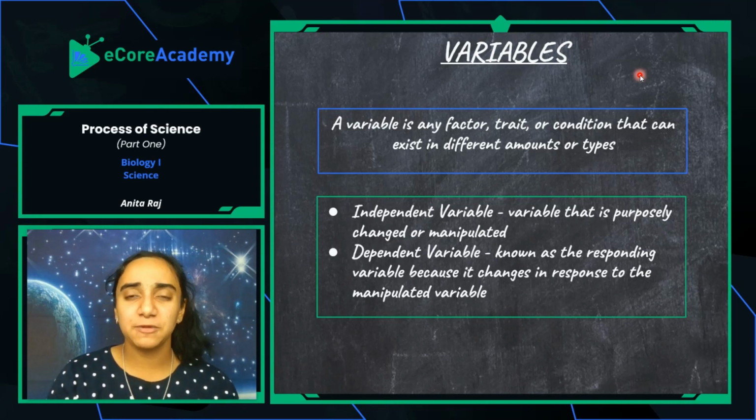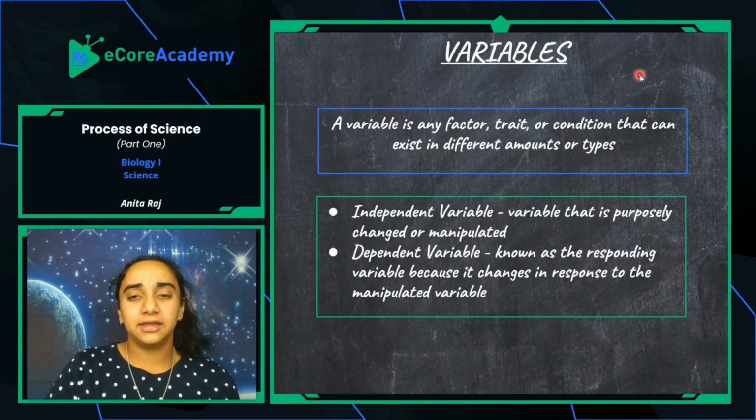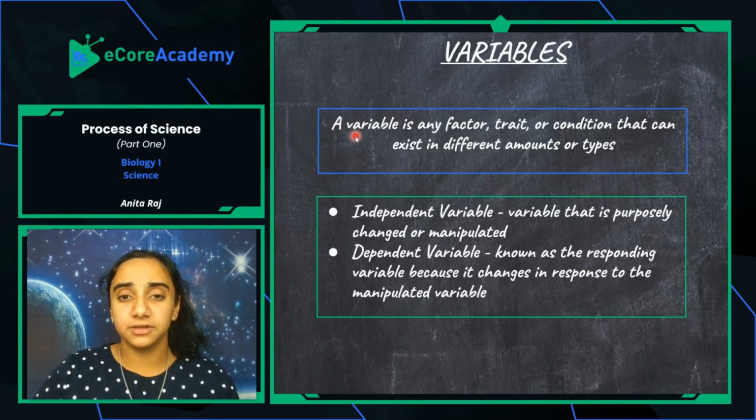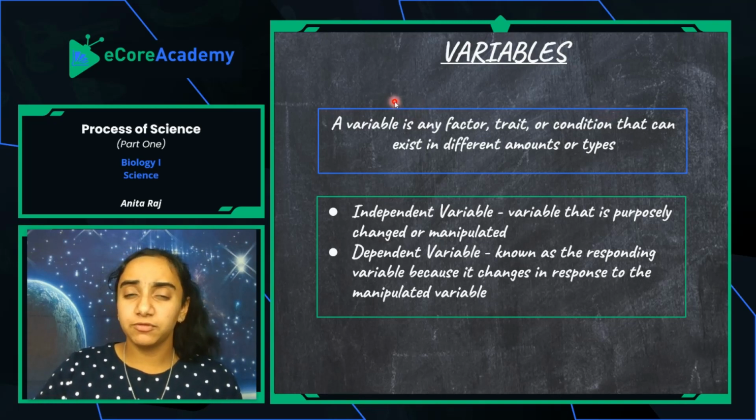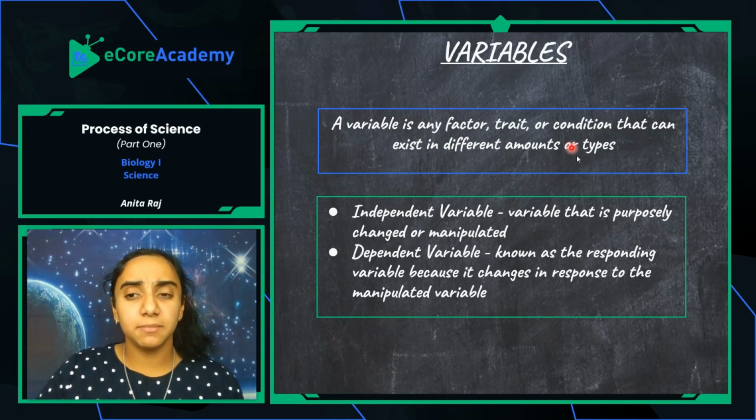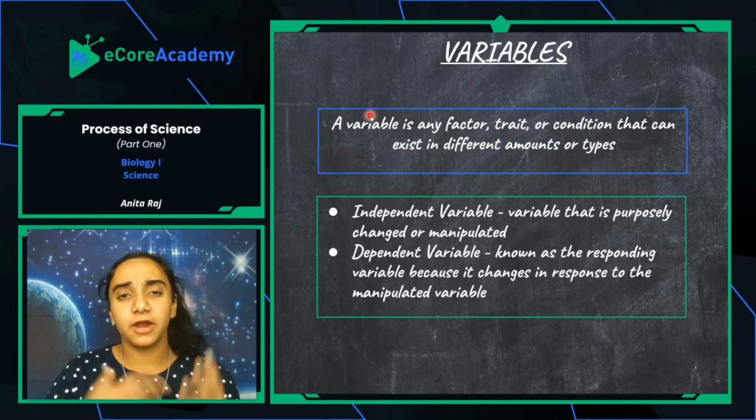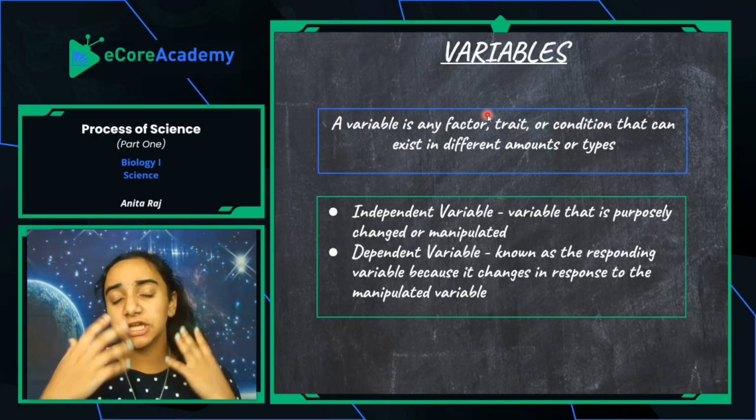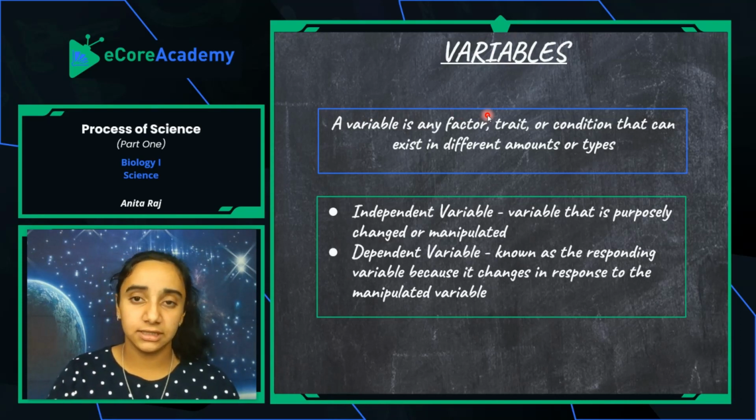But in science, a variable retains that same meaning, but it's a little bit different. Here's the exact definition of what a variable is. A variable is any factor, trait, or condition that can exist in different amounts or types. So a variable is any factor, trait, or condition that is unknown, and we don't know that until its amount or type is specified. Think of the word vary, so it can change, and the nature of a variable will change depending on the experiment and the scientist who is conducting that experiment.